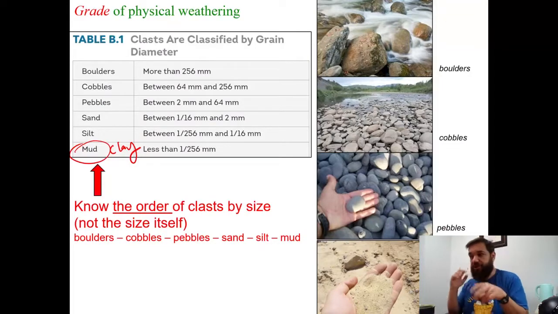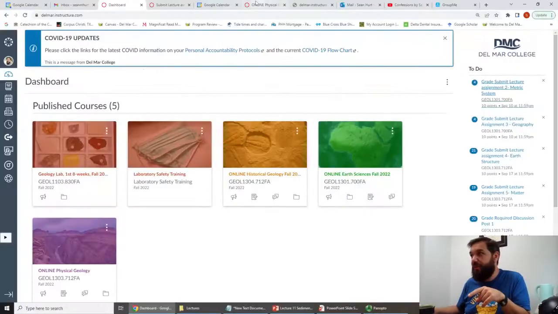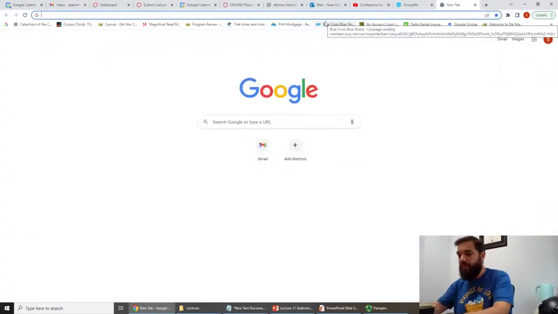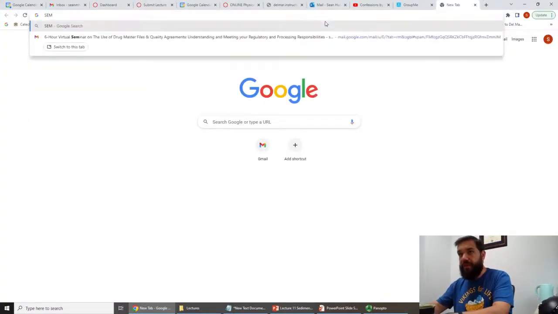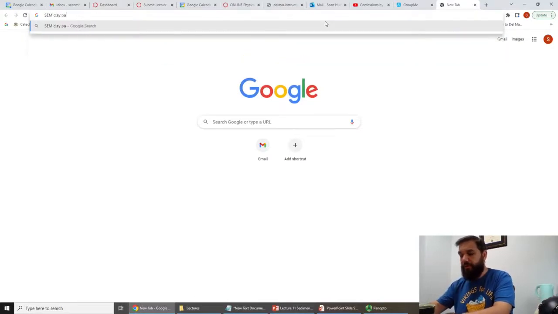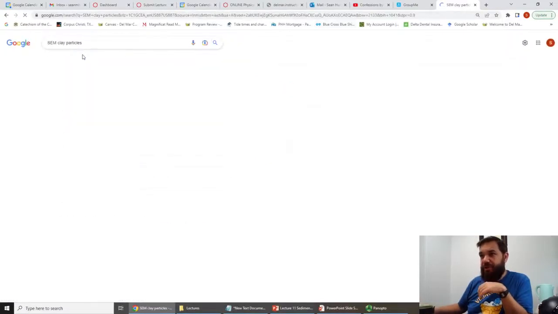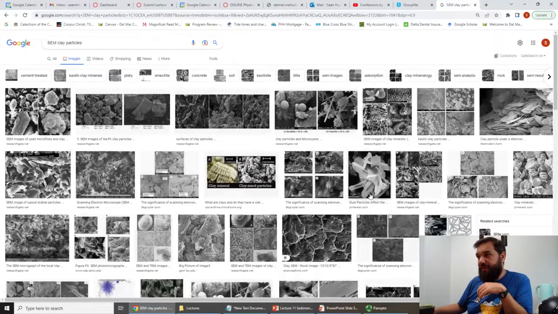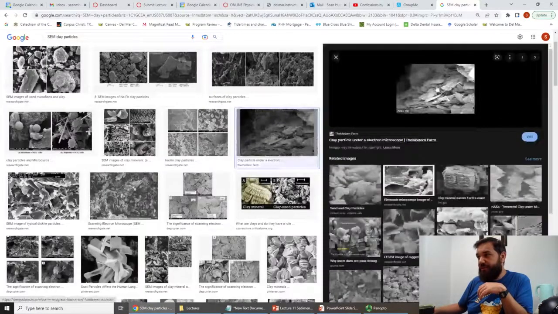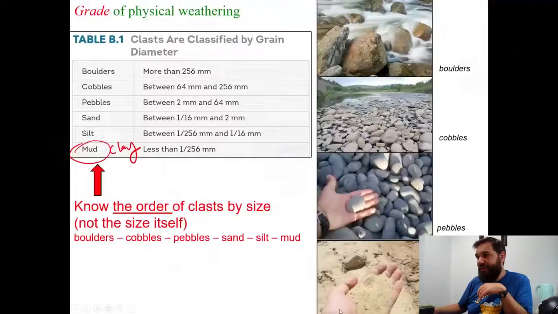To actually see these, you would need a scanning electron microscope. I could probably just bring this up and show you SEM images, scanning electron microscope images, of clay particles. I forgot I should put this in the lecture, but I just wanted to show you what this looks like. So, you need a scanning electron microscope. This is a really good picture right here because it shows you the flaky shape. But these are so small, you can't see them with the naked eye, right? So that's the point here.